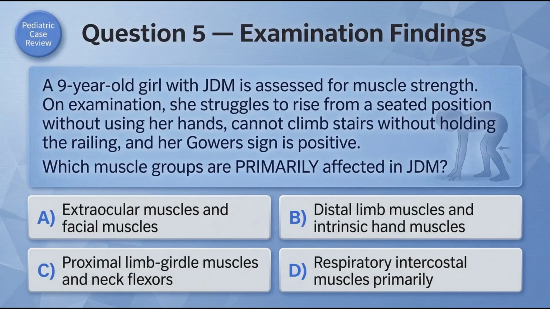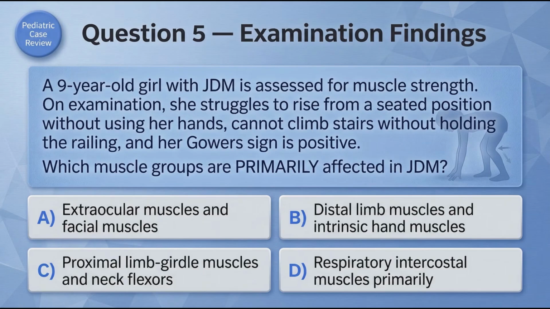Question 5. Examination findings. A 9-year-old girl with juvenile dermatomyositis is assessed for muscle strength. On examination, she struggles to rise from a seated position without using her hands, cannot climb stairs without holding the railing, and her Gower sign is positive. Which muscle groups are primarily affected in juvenile dermatomyositis?